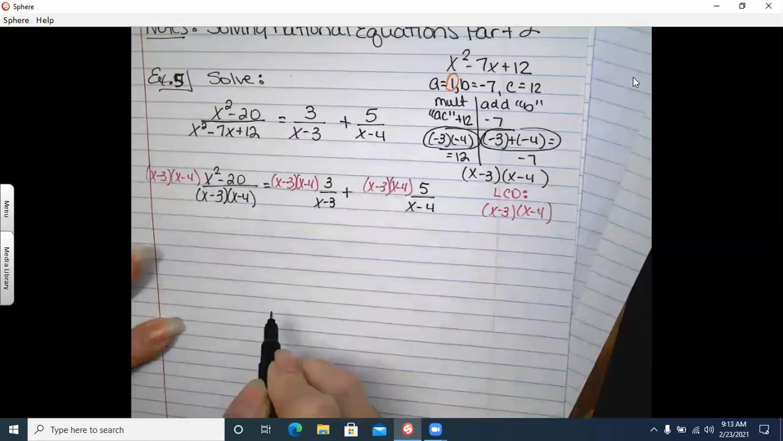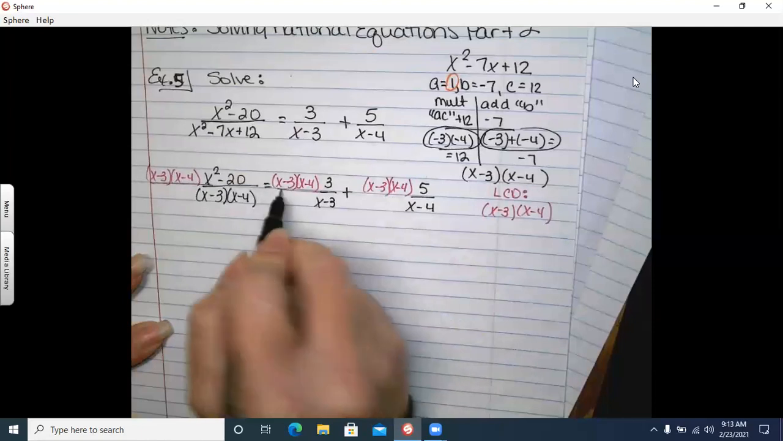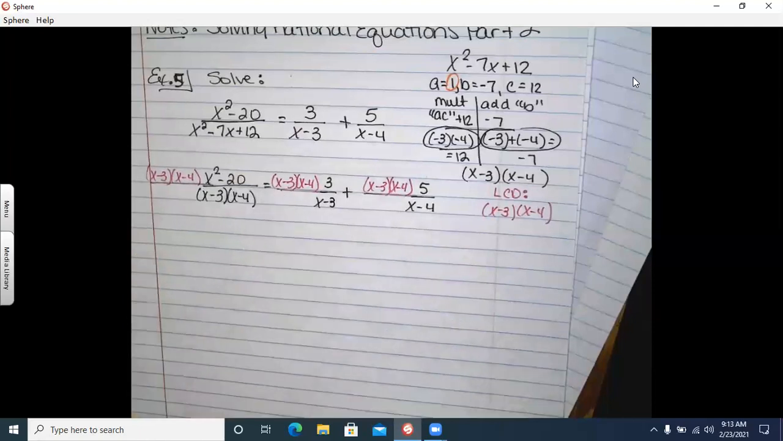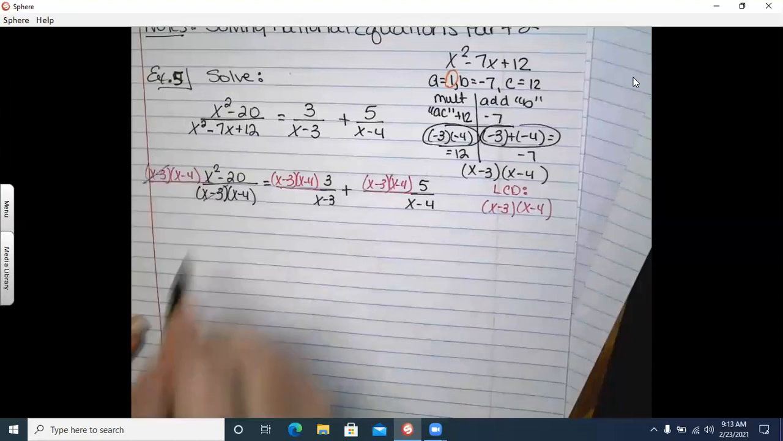Remember, when you multiply fractions, you do numerator times numerator, denominator times denominator, right? So I'm kind of making giant fractions. And the whole purpose is I want to cancel out the denominators. I want them to turn into a 1. So my first fraction, does anything cancel? Right, x minus 3's cancel and x minus 4's cancel.